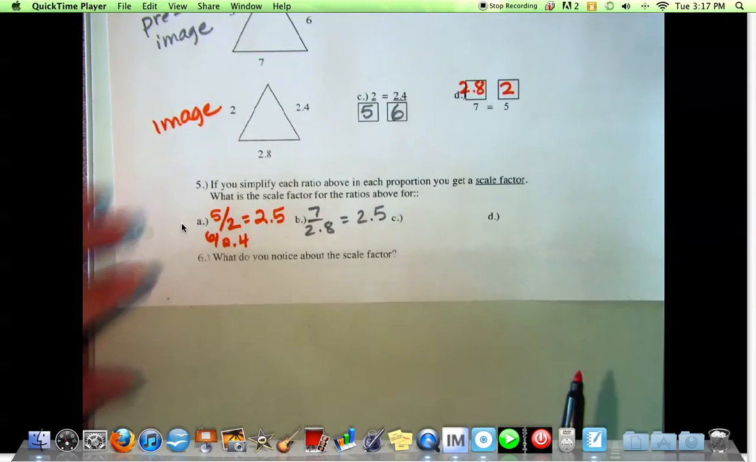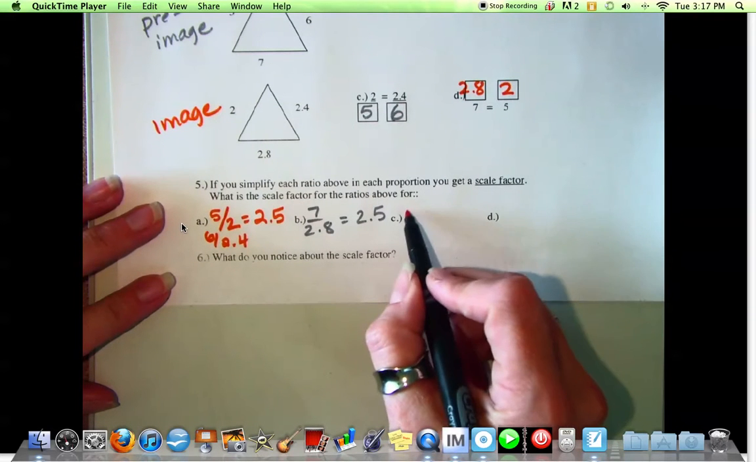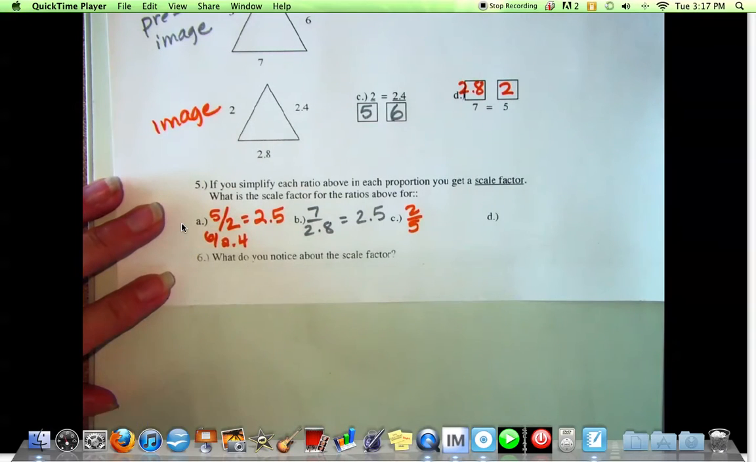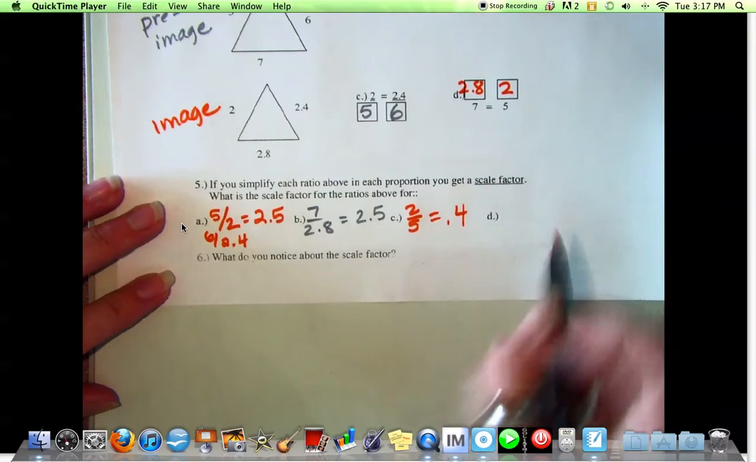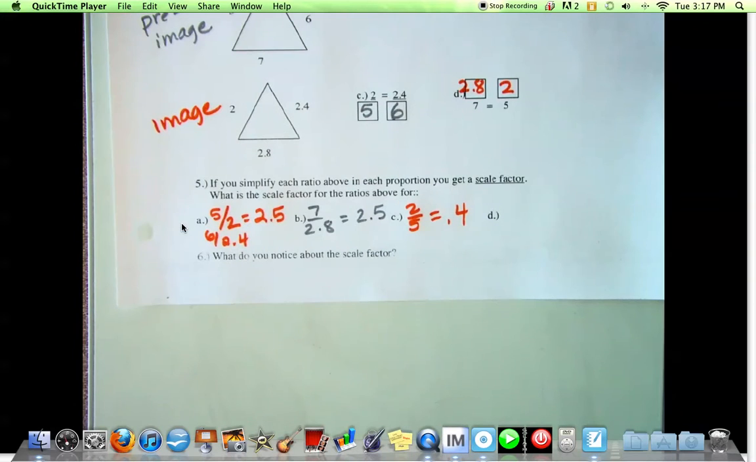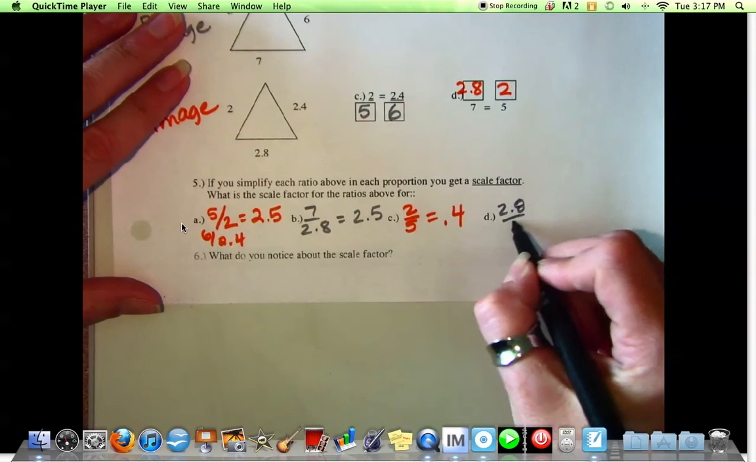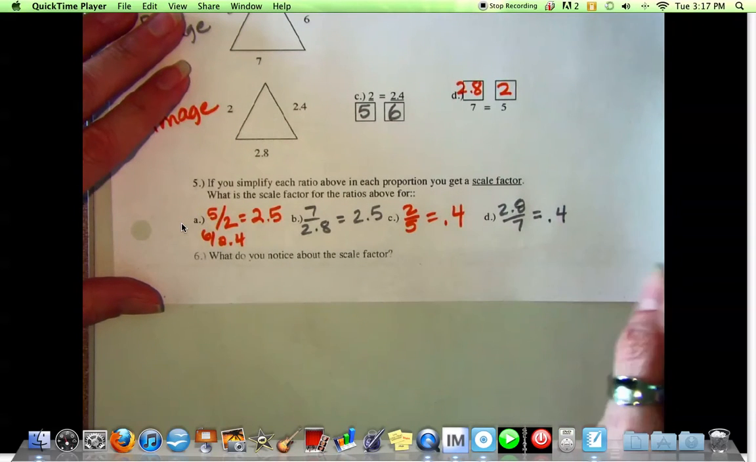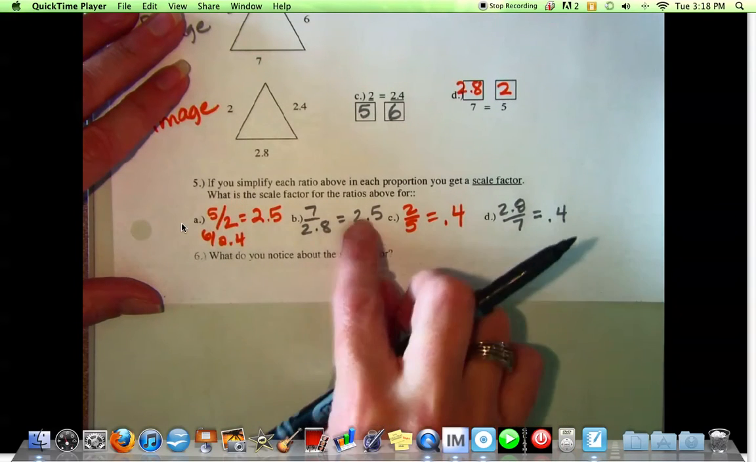C, we have 2 over 5. You want it in a decimal form? It is 0.4. 2 to 5. And D, 2.8 over 7. If you reduce that, it's 0.4. These should be the same.